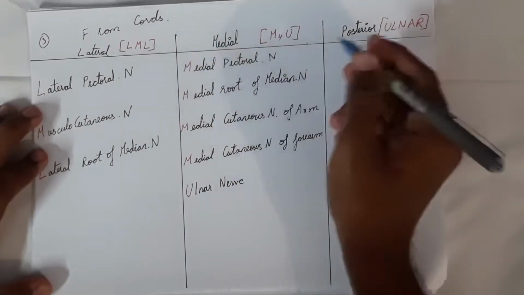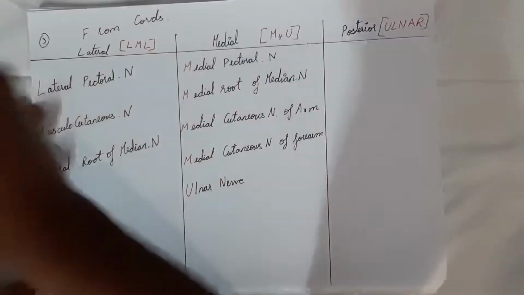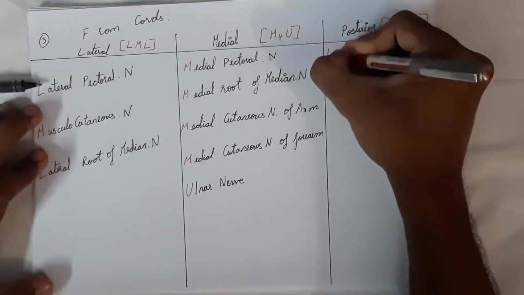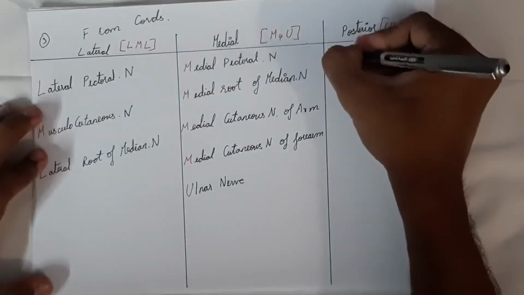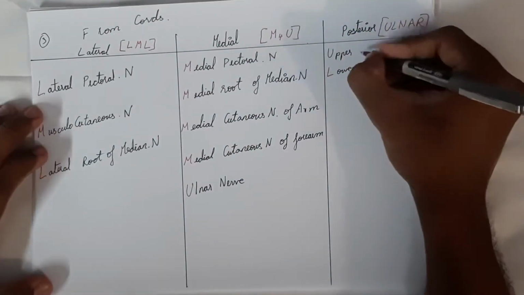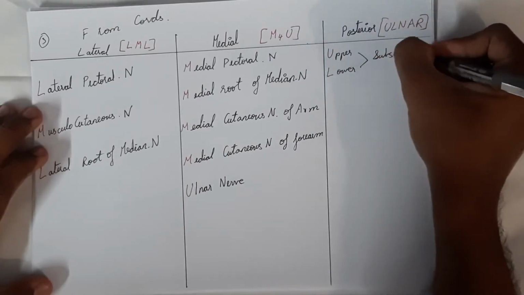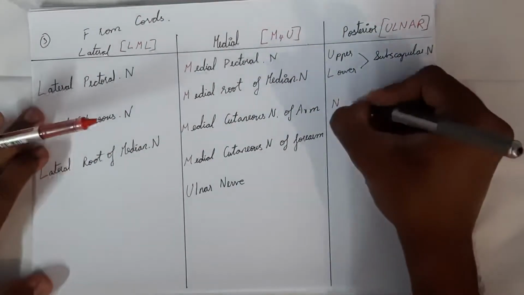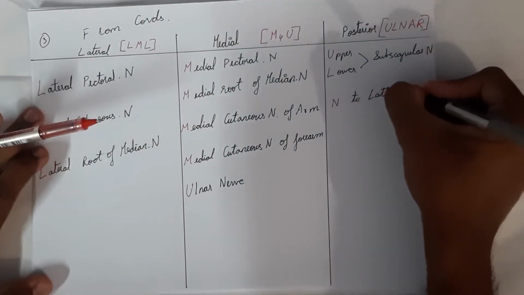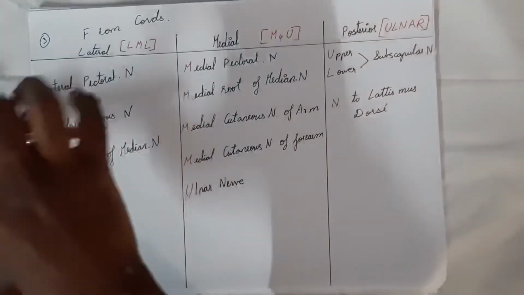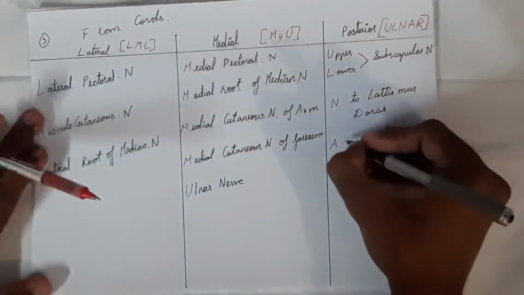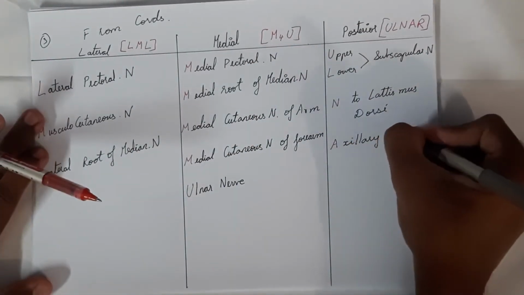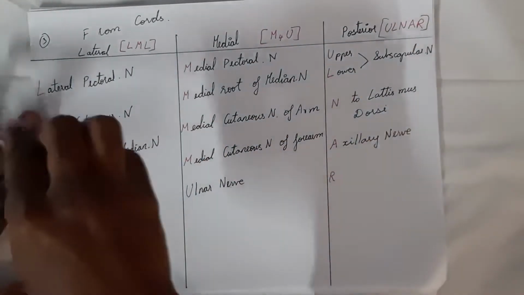And then from the posterior cord, we have the upper and lower subscapular nerves, and the nerve to latissimus dorsi, the axillary nerve, and then the radial nerve.